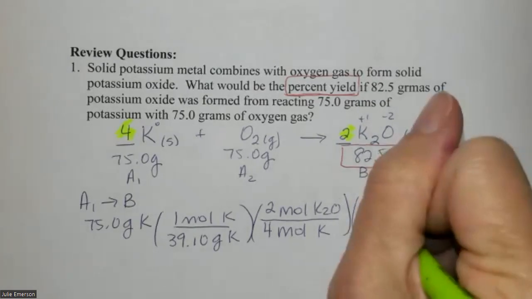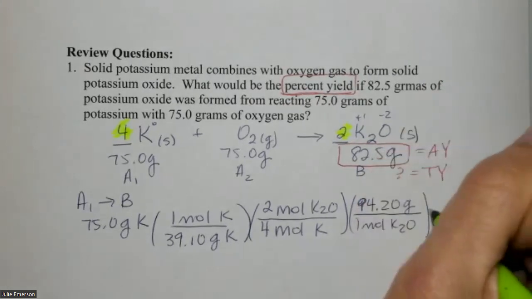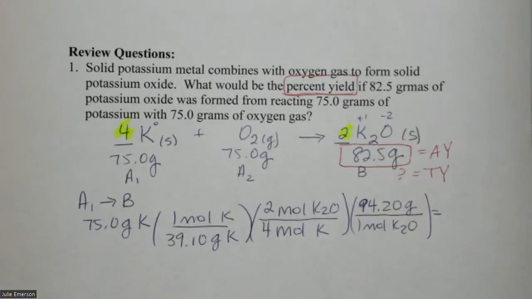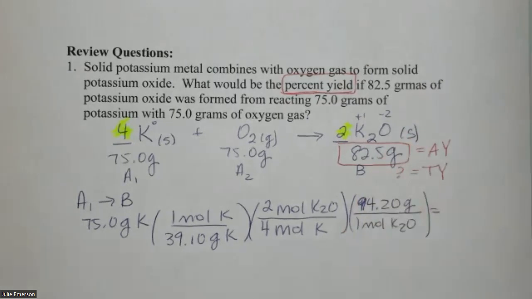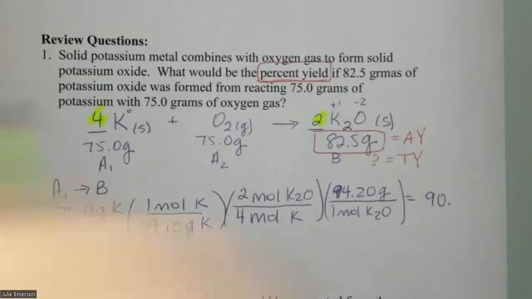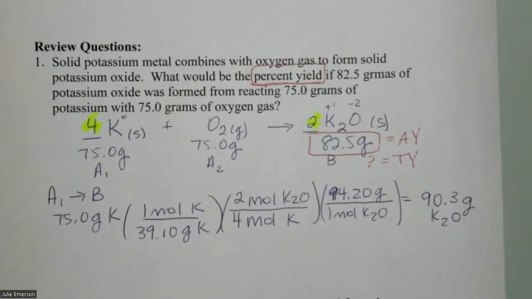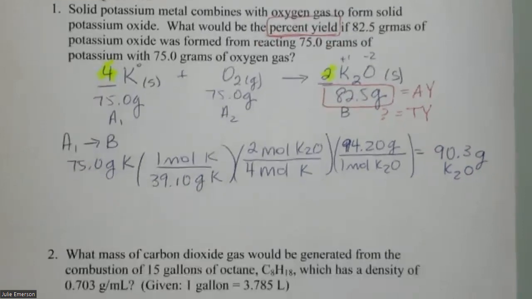I get 94.20 grams. All right, sorry, that looks like a Q. It's a 9. 94.20. Working backwards, times 2 divided by 4 divided by 39.1 and then times 75. So just multiplying everything through, I get 90.3 grams of K2O, all right, which may or may not be my answer, right?